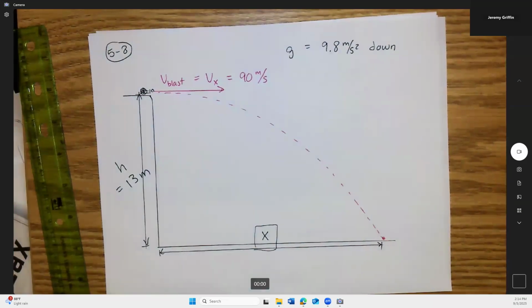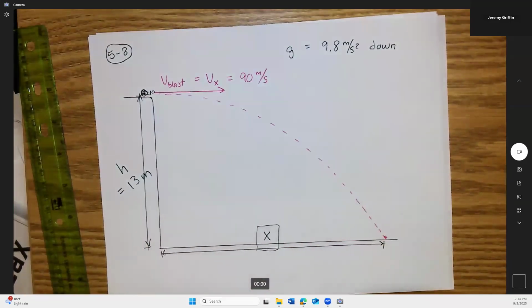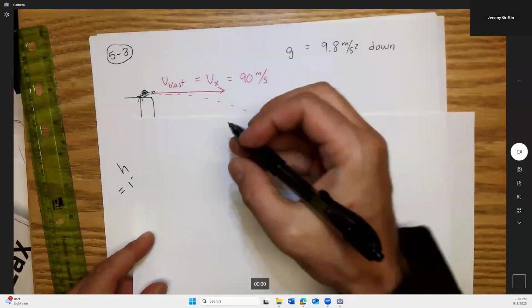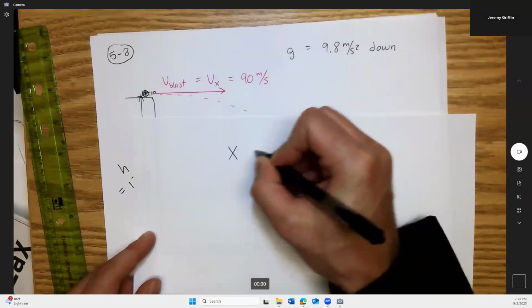Now, since this is a horizontal question, horizontal displacement, guys, in projectiles there's only one horizontal equation. What's the only horizontal equation in projectiles? X equals what?